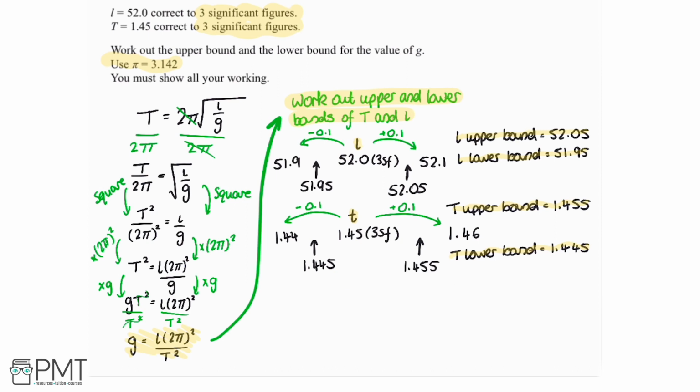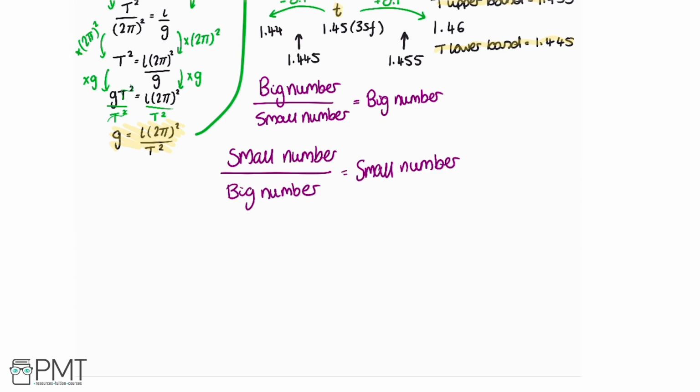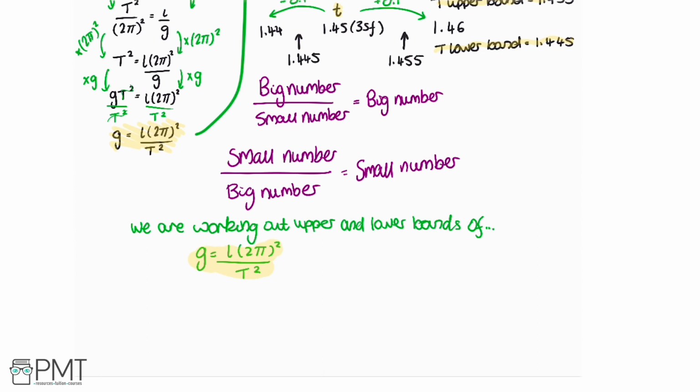Great, so now we've got all we need to work out the upper and lower bound of the value of g. If I've got a big number and I divide it by a small number, I'm going to get a big number. And now let's think, if I took a small number and I divide it by a big number, that's going to equal a small number. Okay, well, why is that relevant? We're working out the upper and lower bounds of g equals L multiplied by 2 pi squared over T squared. And it's like a fraction. We've got L on the top and T on the bottom.